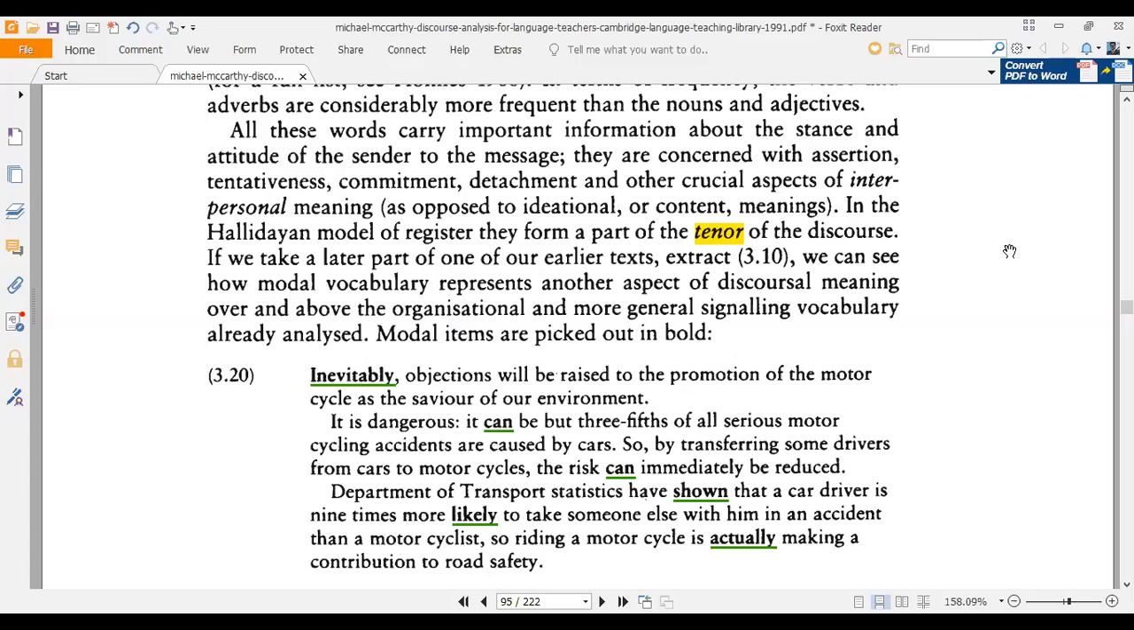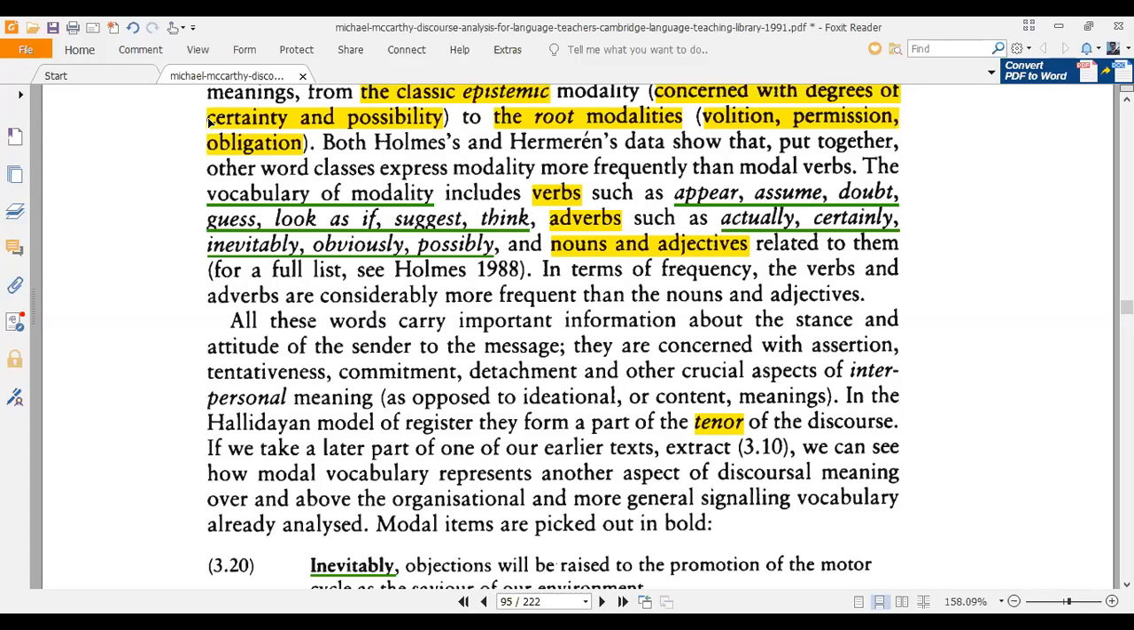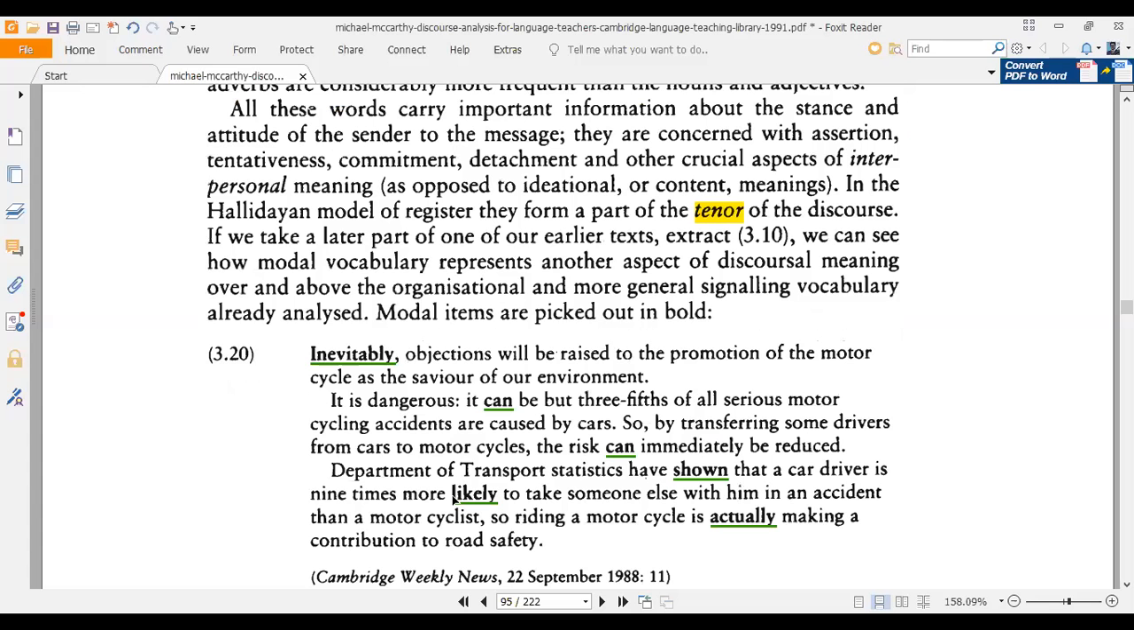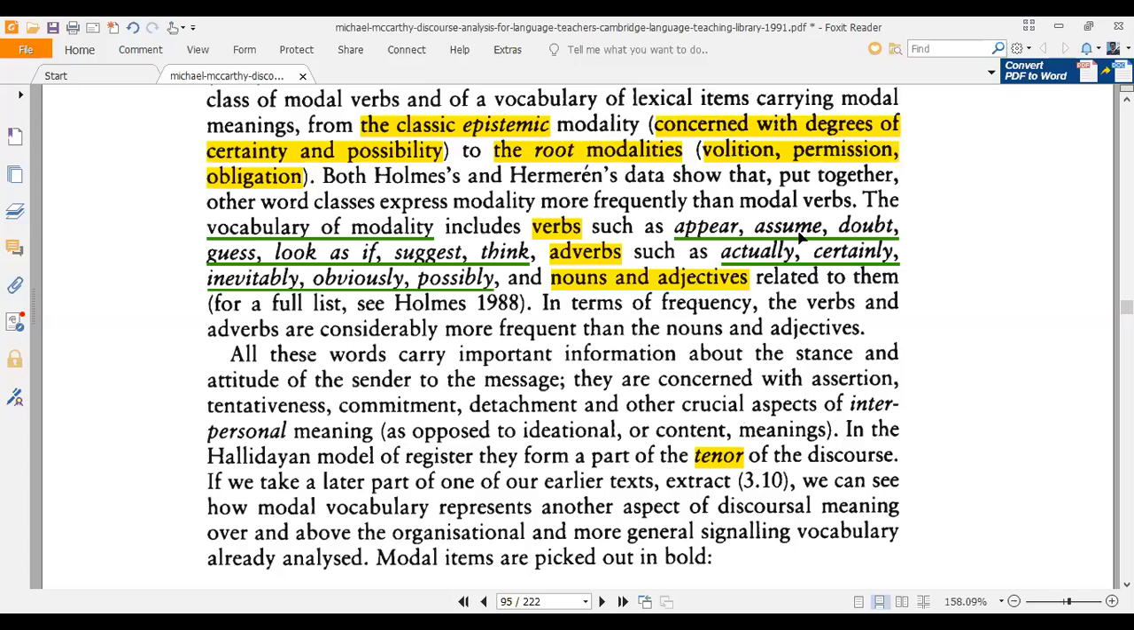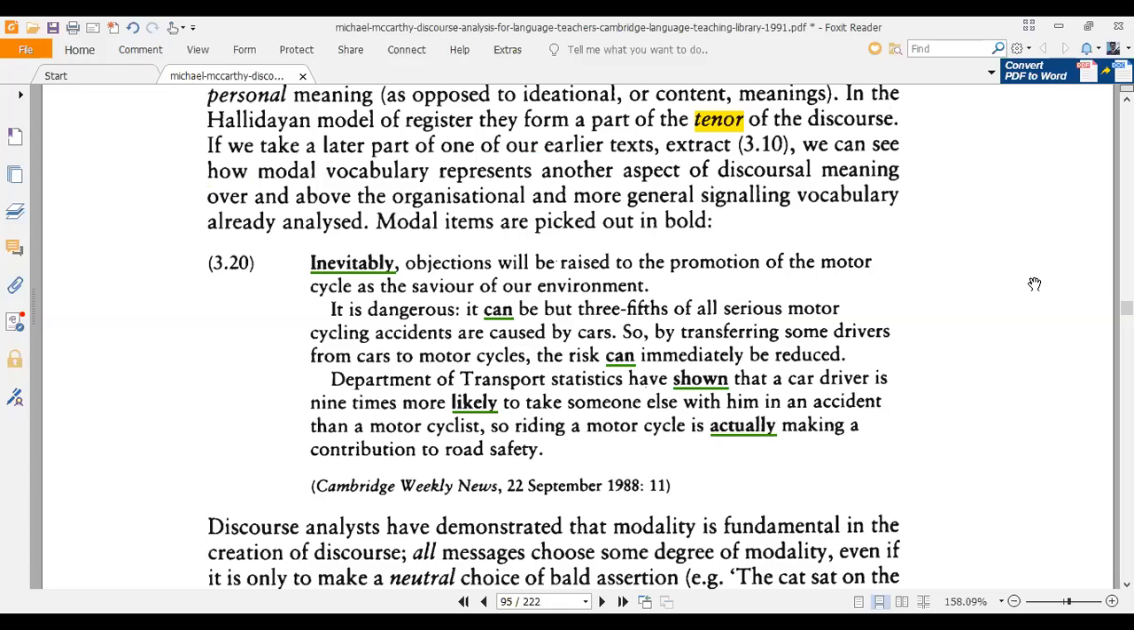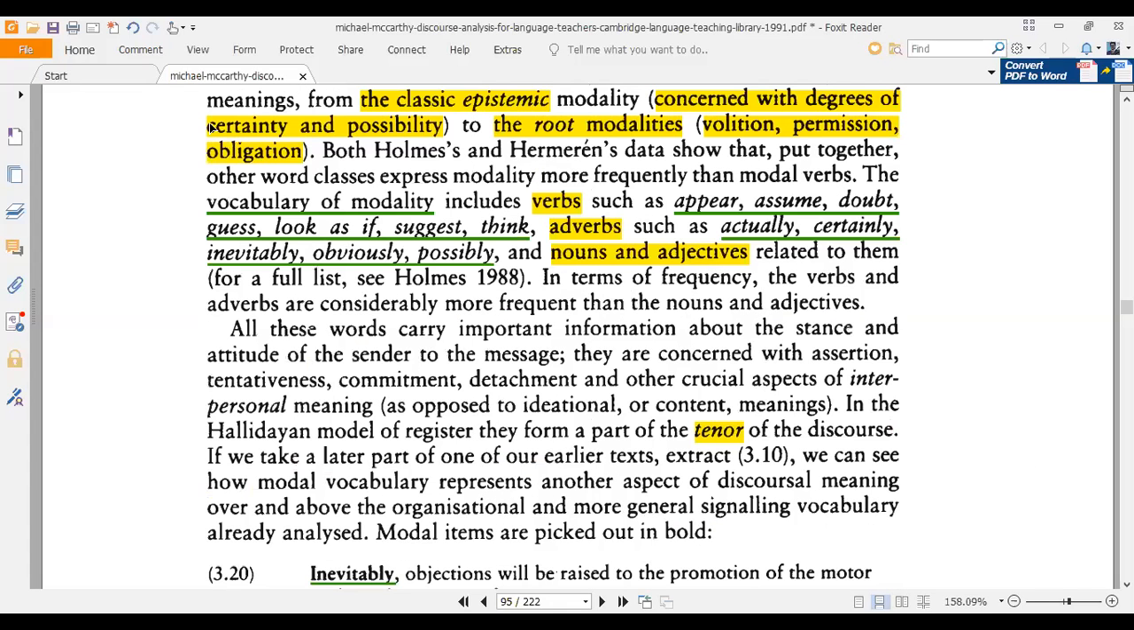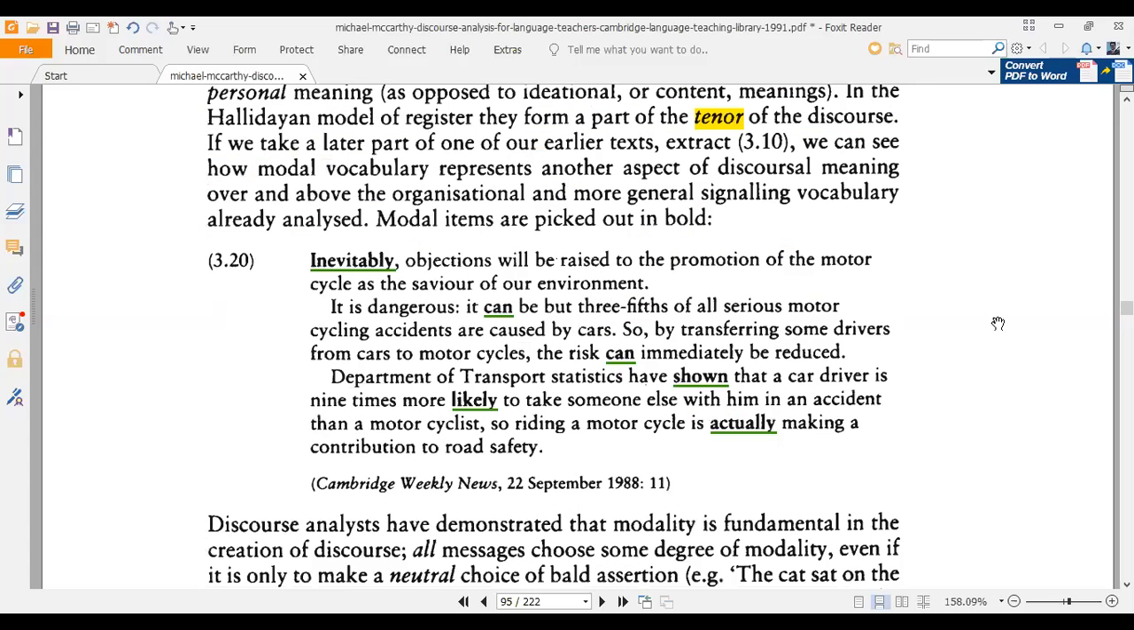The word "shown" expresses certainty. You can see that certainty. Therefore, it's also a classic epistemic. And here's "likely". Likely means possible, and possibility also belongs to the classic epistemic. And here's "actually"; you can see that actually is also a type of certainty, therefore it's also classic epistemic modality. You can see that.